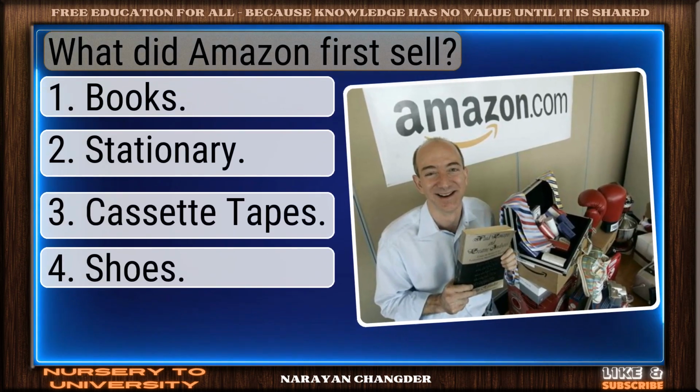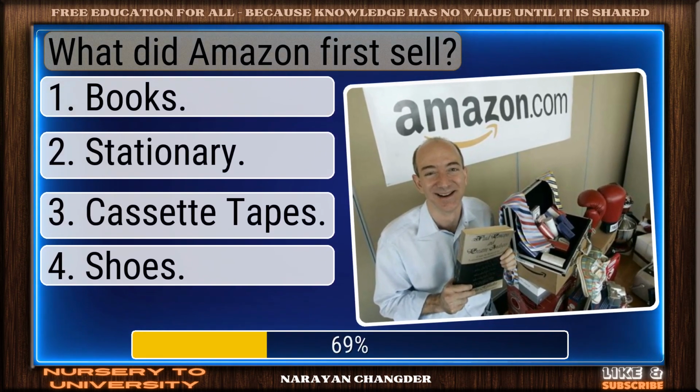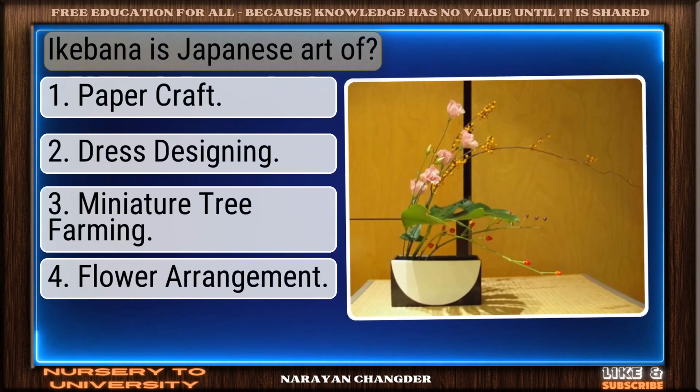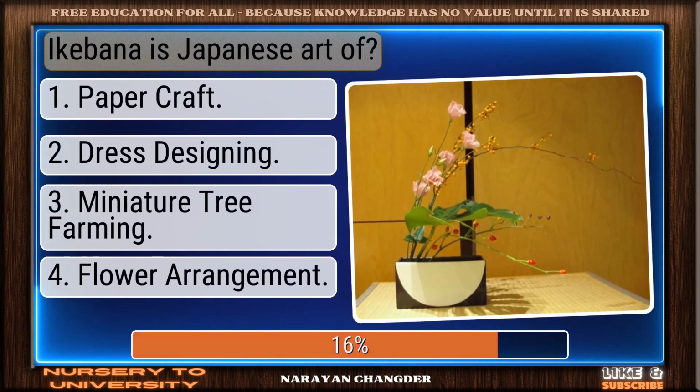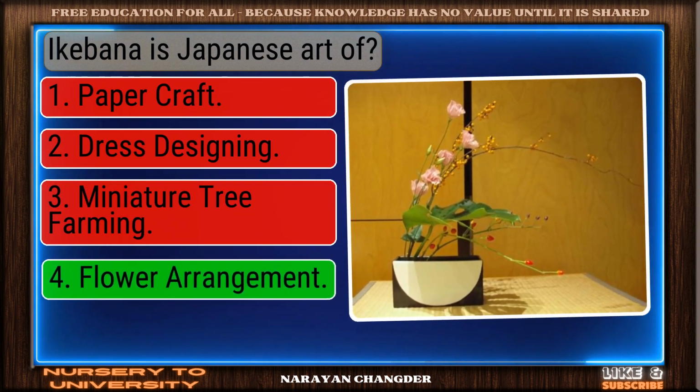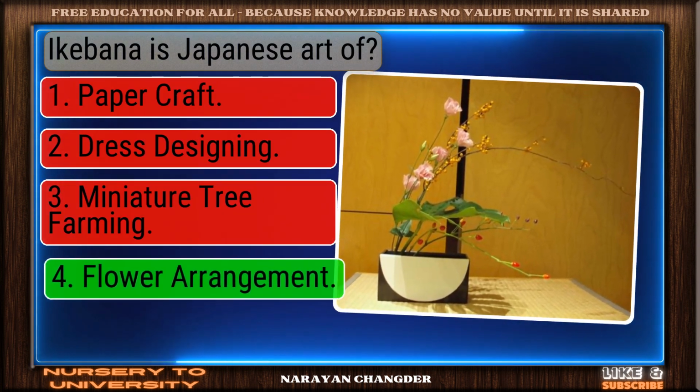What did Amazon first sell? Right choice. Books is the best answer. Ikebana is Japanese art of. Great thinking. Flower arrangement is the right choice.